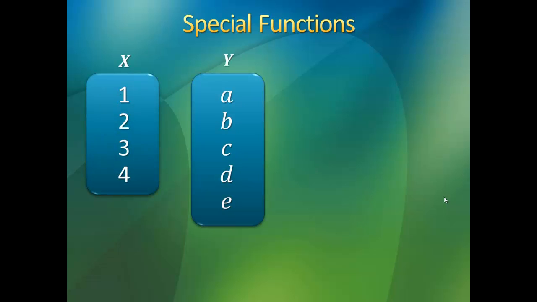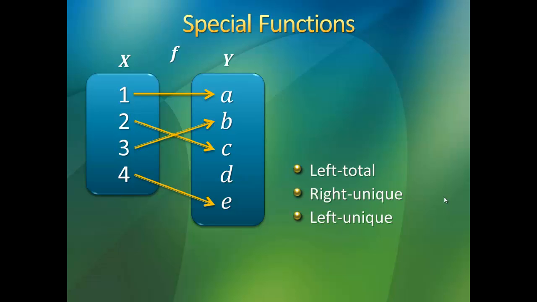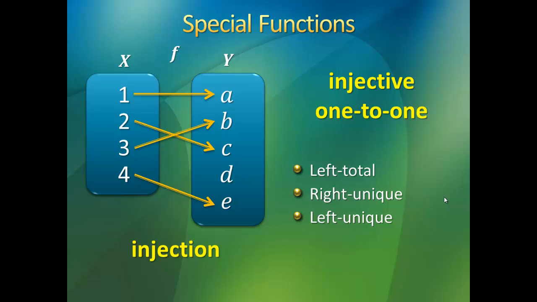First of all, we could start with a function and then add the property that it's left unique. For instance, we might have this function. Now we've got a function that's both left unique and right unique. So every input pairs with one output, and no two inputs have the same output. We call such a function injective, or more colloquially, we call it one-to-one. We can also say that f is an injection from X to Y.